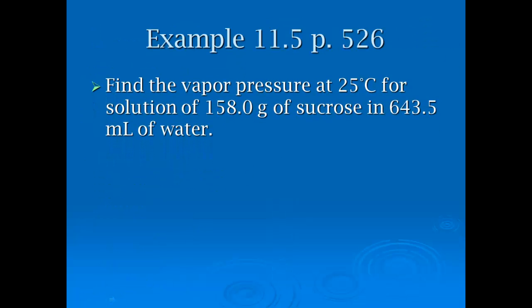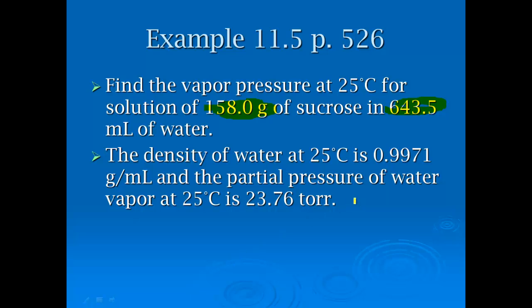Okay, so if you look on page 526, you've got some samples. It says find the vapor pressure at 25 degrees Celsius for a solution of 158.0 grams of sucrose, 643.5 milliliters of water. Glad we don't have to measure that one out. Okay, density of water. Now, I know we say most of the time it's 1. Here's one of those more specific versions. At 25 degrees Celsius, it's 0.9971, which most of the time we're going to use as 1. And the partial pressure of water vapor is going to be 23.76 torr.